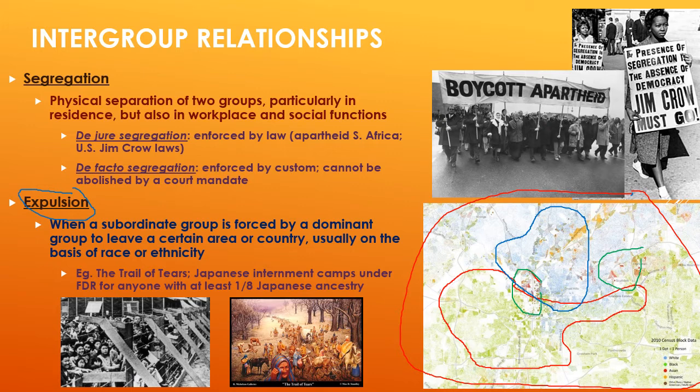Another example of expulsion is the implementation of the Japanese American internment camps under the FDR administration, which forcefully relocated anyone with at least 1/8 Japanese ancestry to internment camps in the US. And a current example is the expulsion of the minority group called the Kurds from several different Middle Eastern nations. And the Kurds live now at the outskirts of Turkey, Iran, Iraq, and Syria.